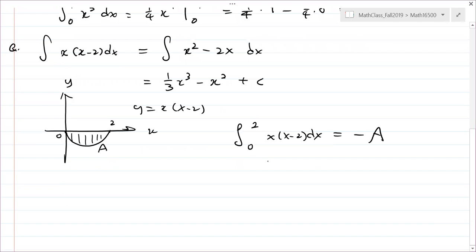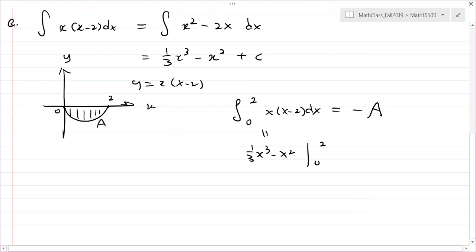So the antiderivative is this, and you evaluate at the two endpoints. It is going to be 1/3 times 2 cubed minus 2 squared, which is 8/3 minus 4, which is negative 4/3. So the integral equals negative 4/3, and the area is going to be 4/3. We found the area.